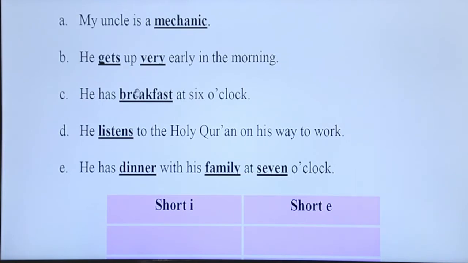Which sound do we have here? Great, excellent. ما هر دو ساوند دی داریم. Listens هم ای داریم اینجا هم ا. هر دو ساوند است. He has dinner with his family at 7 o'clock.